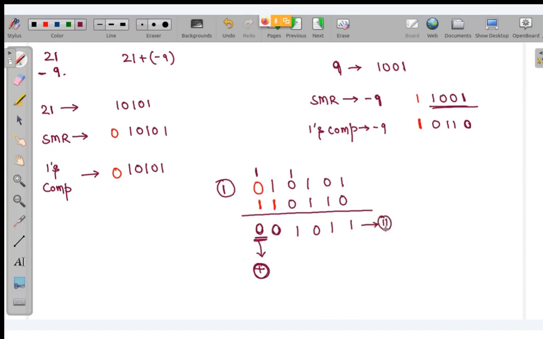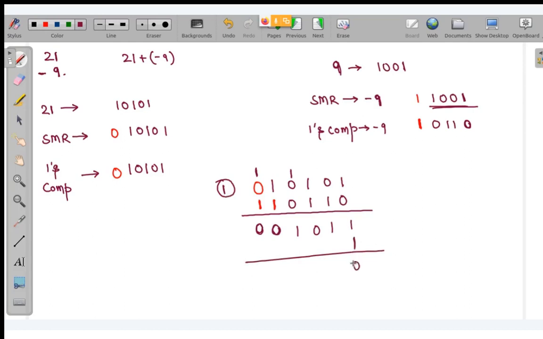This is 11 we are getting, not 13. I am very sorry, okay? This is 11, not 13. We are not getting 12. We should be getting 12 over here. So whenever in 1's complement we have a carry generated, that carry will be added.